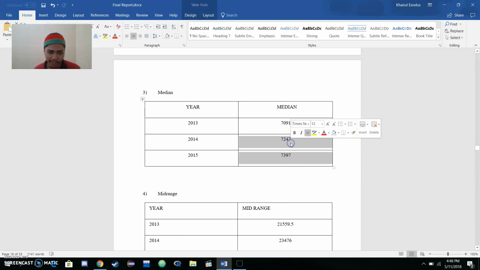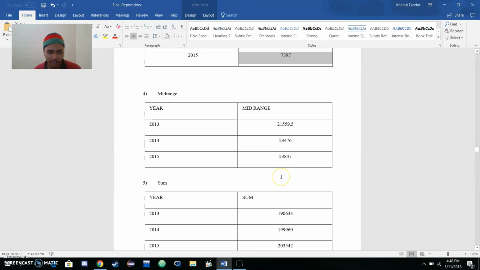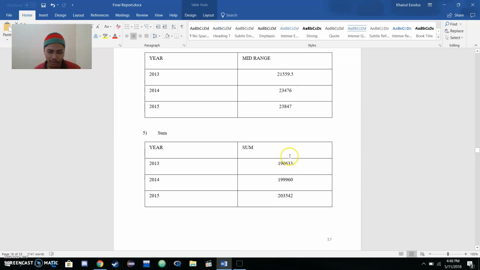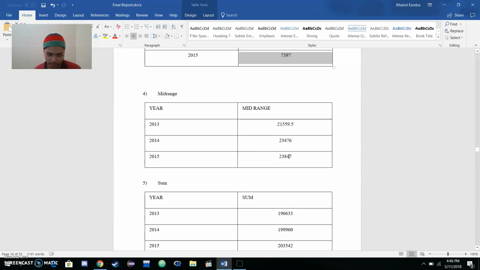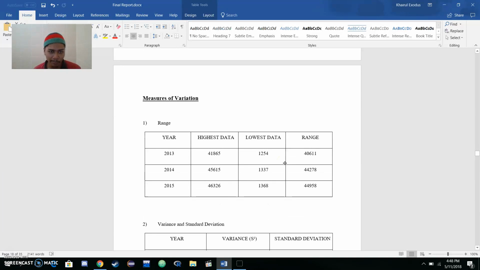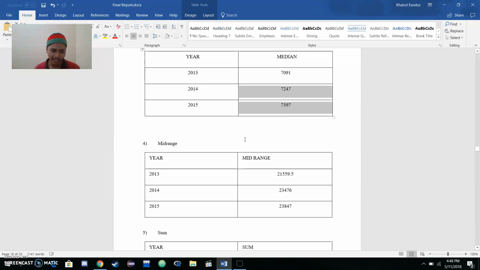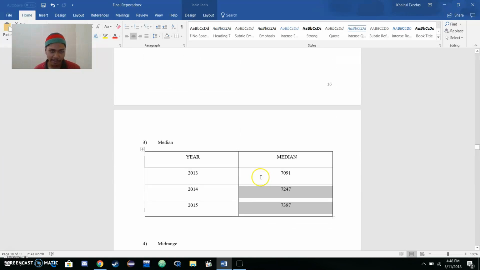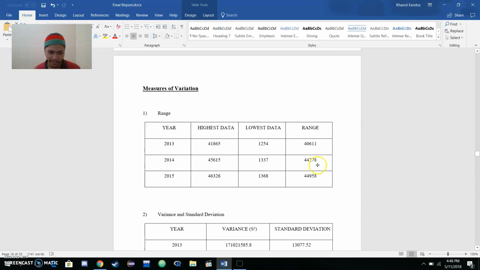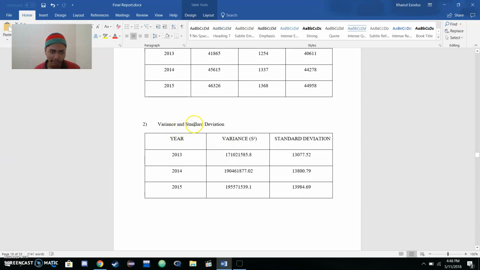Then for the median and the mid-range, we calculate the highest minus the lowest, divided by 2. And then the sum, which is the total number of consumers for each year. Secondly, we did the measures of variation to find the range. We find the highest data, which is the same as the mode, and then subtract the lowest data, and we will find the range. From here we can also find the variance and standard deviation.